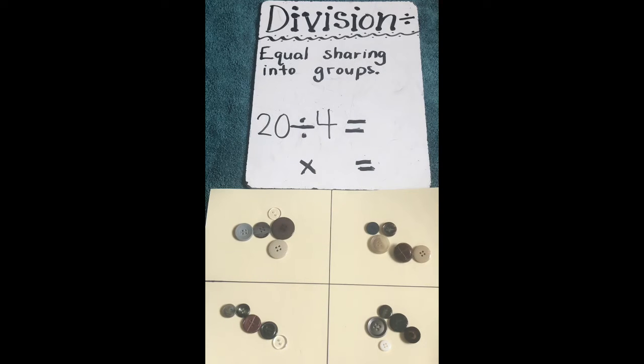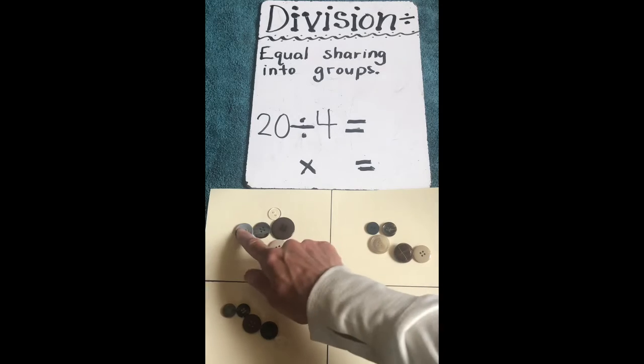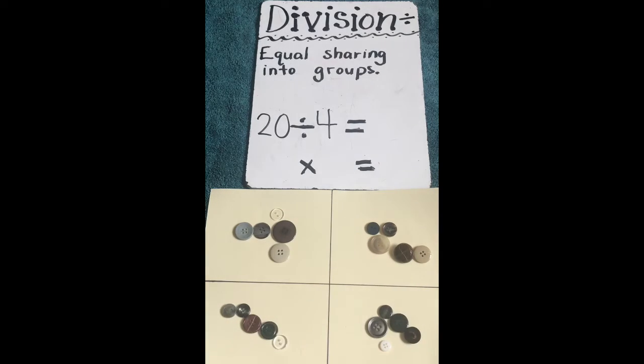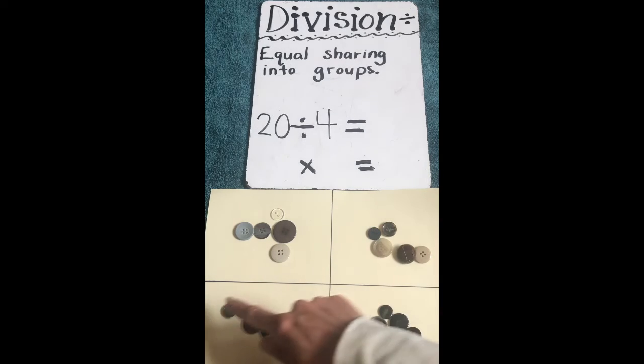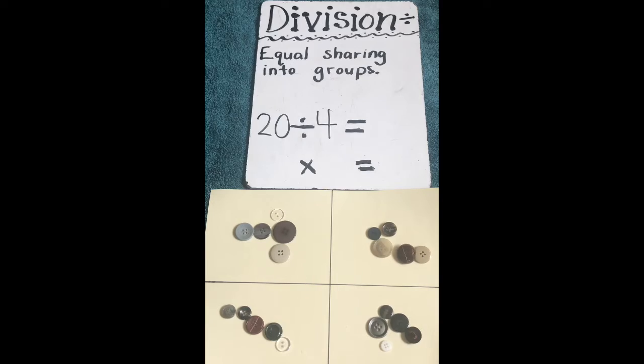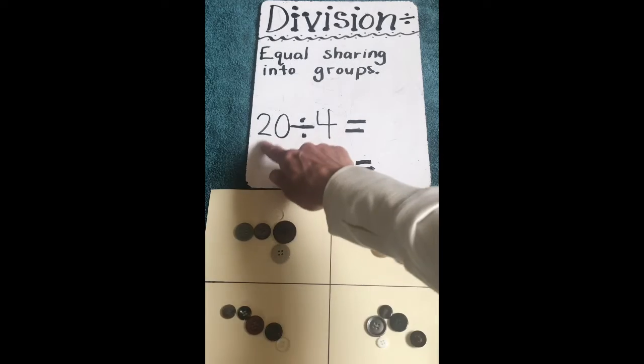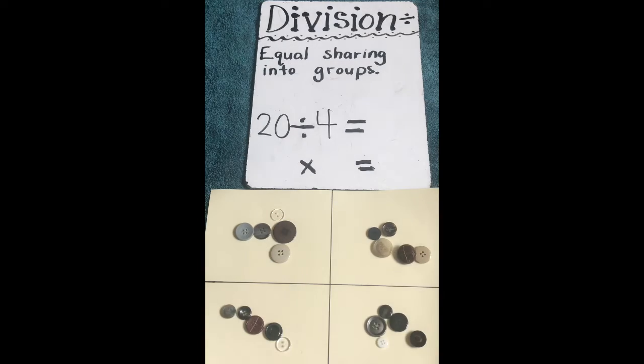There we are. I have my 4 equal groups. Let's see how many is in each group. 1, 2, 3, 4, 5. Let's just double check the other groups to make sure. 1, 2, 3, 4, 5. 1, 2, 3, 4, 5, and 1, 2, 3, 4, 5. There we go. So we know that 20 buttons divided into 4 equal groups is 5 in each group.